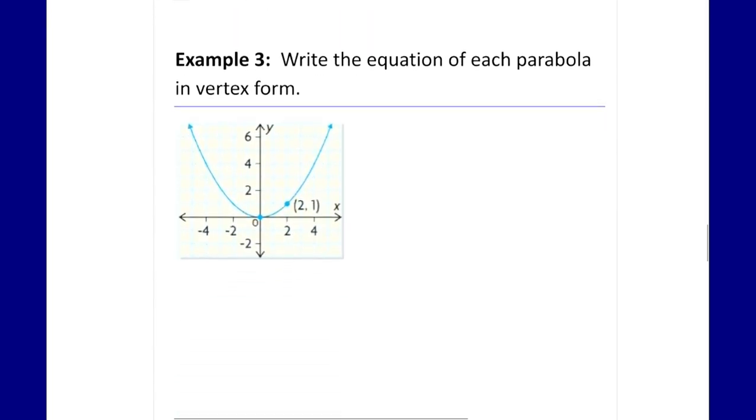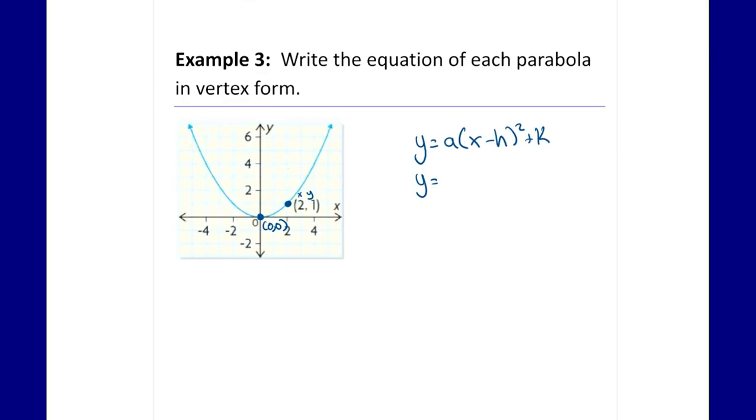So we're going to do the same thing, 2 other examples. We have a graph now, we have a vertex, in this case 0, 0, and we have a point with an x and a y. So I'm going to use this information. I'm going to write out my vertex form equation. So y equals a times x minus h squared plus k.